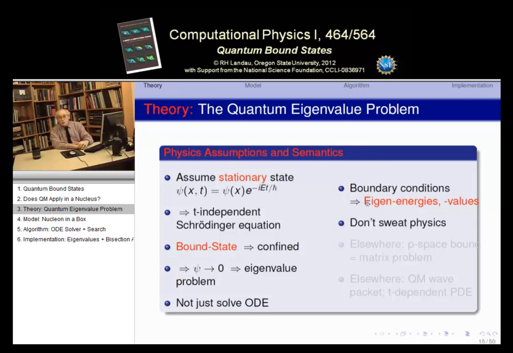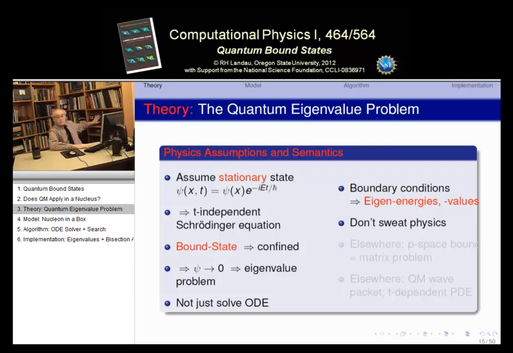So don't sweat the physics. I've talked a lot of physics here. You may be familiar with it, in which case the review is nice. If you're not familiar with it, don't sweat it. All you'll need to know is we're trying to solve a differential equation, and we're trying to apply auxiliary conditions on that differential equation, and that's the eigenvalue problem. So just treat it numerically, and there'll be plenty to do there. Okay? But this is where the physics comes from.